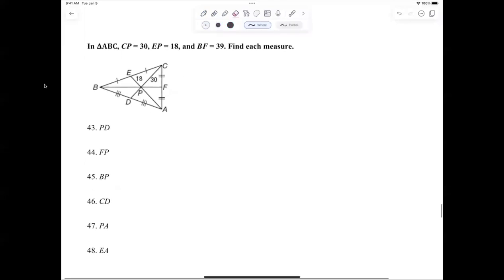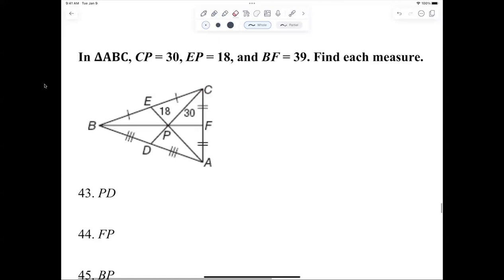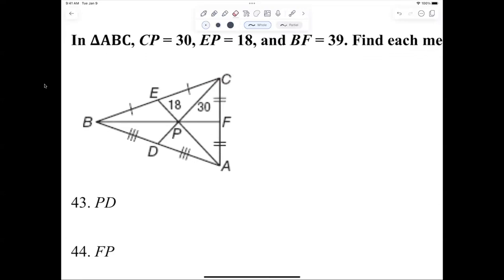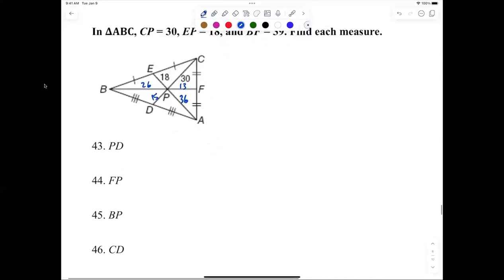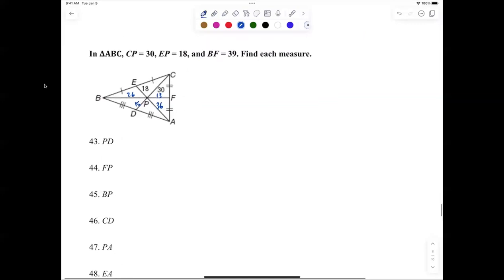This figure that we're looking at now is the centroid. So again, just based off of this, if CP is 30, then DP is what? 15. If EP is 18, then PA is 36. If BF is 39, that means PF is 13, and the other one is 26. Just information. And it says BF is 39 up there, if you missed it.